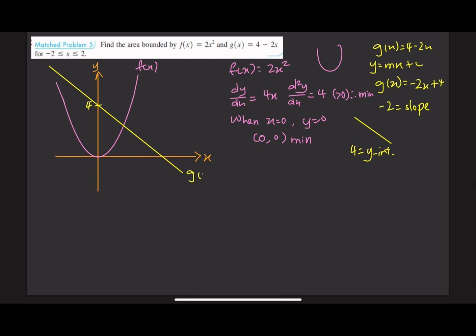For g of x. Right, so we want to find the area from negative 2 to 2. But first of all, before we really go into the depth of what is negative 2 to 2, we need to know our intercepts. What are our intercepts here? x1 and x2. How do we find that?